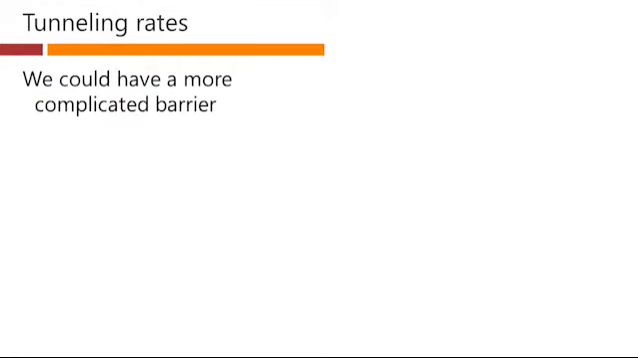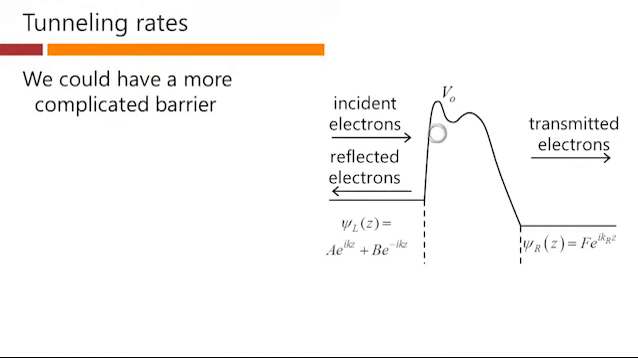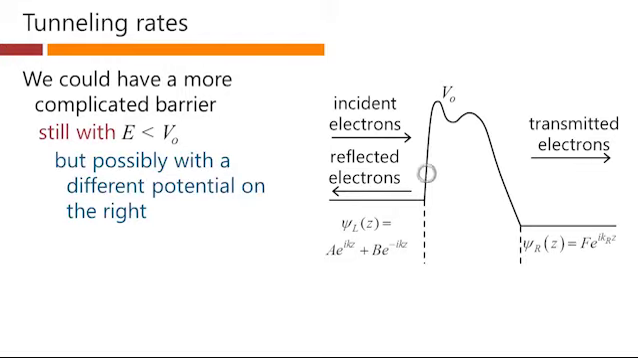We could have a more complicated barrier, perhaps something that looks like this. We might keep the same top height here for our discussion, V0. And still we would presume that E, the energy of the incident electrons, is below V0. But we might have this much more complicated potential on the right, and we might end up with a different wave vector kr down here.